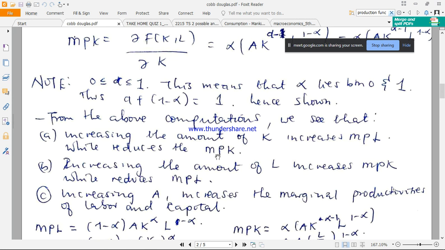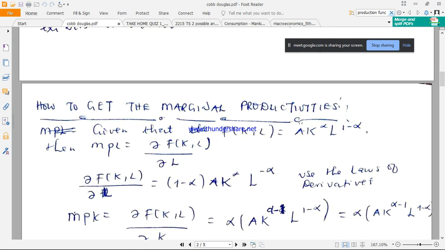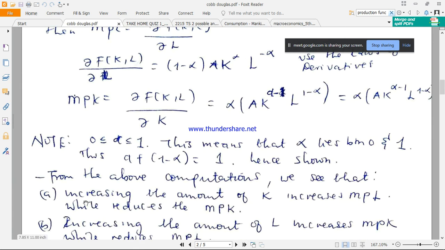So what I'm saying is this. Since I've got this type of production function, if I increase the amount of capital, for example, you have one factory and 10 workers, and you increase the number of factories to 2, then that is going to increase the marginal product of labor, because people will have enough space to work in. So the marginal product of labor is going to increase, but the marginal product of capital is going to decrease.